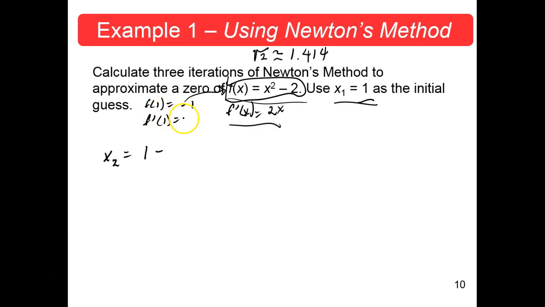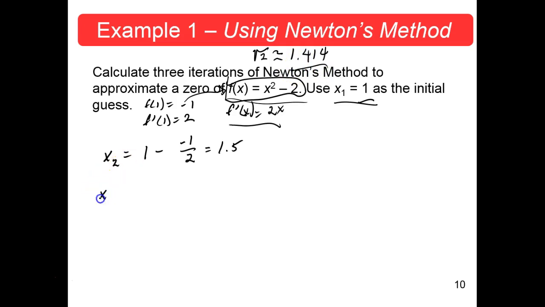Okay. So let's plug and chug. 1 minus, how did that go? Wasn't it f of x, which is a minus 1 over 2? Well, that's going to be minus and minus is plus. That's going to be 1.5. Already, we're much closer to our real value than what we had before, right?